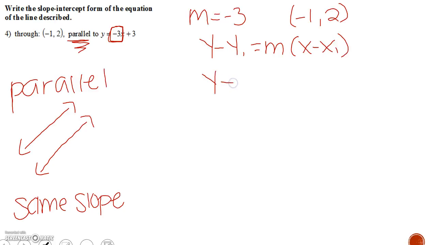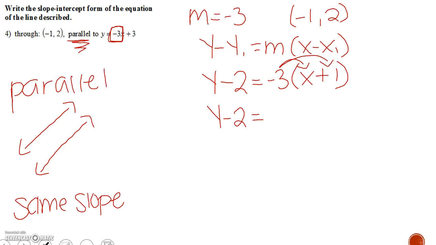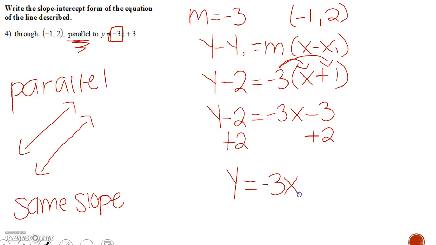So we have y minus our y1 value, which is 2, equals our slope, -3, times x minus our x1, which is a -1, so a negative and a negative make a positive. Then we're going to distribute the -3. So we have -3 times x, and then -3 times 1 is a -3. And then we want to get the y by itself, so we do the opposite of subtracting 2. So we have y equals -3x, and then -3 plus 2 is a -1.